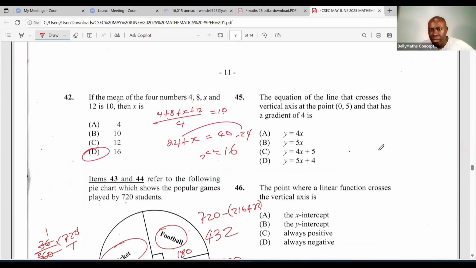All right. The equation of a line that crosses the vertical axis at C, and it has a gradient. This is a repeat question. So y is equal to 4x plus 5 and C.